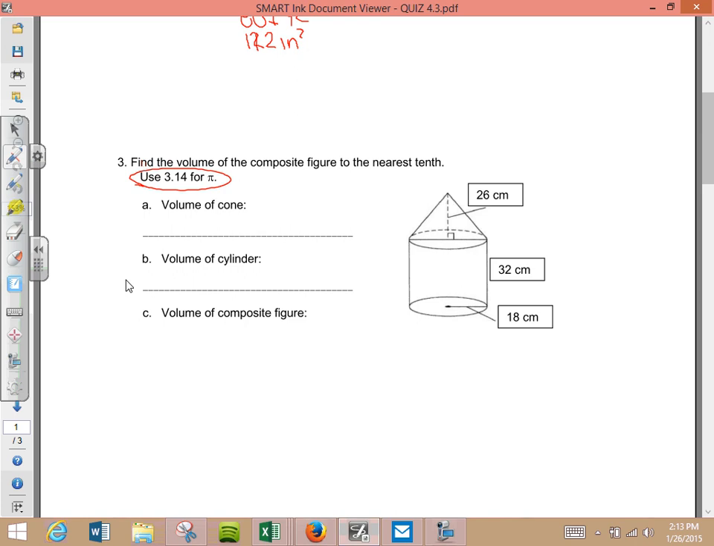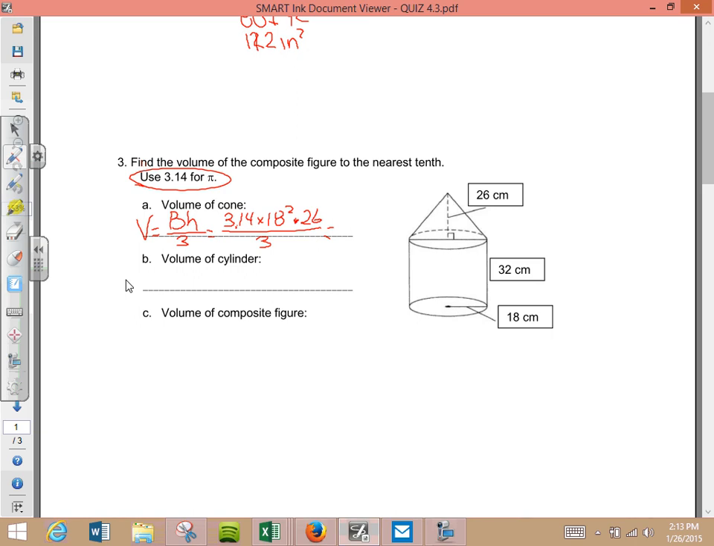How do you find, what is the formula for the volume of the cone? Divided by 3. That's it, right? How do you find the area of the base? Pi times radius squared. What is the radius here? 18, right? 18 squared times the height of 26, all divided by 3, correct?